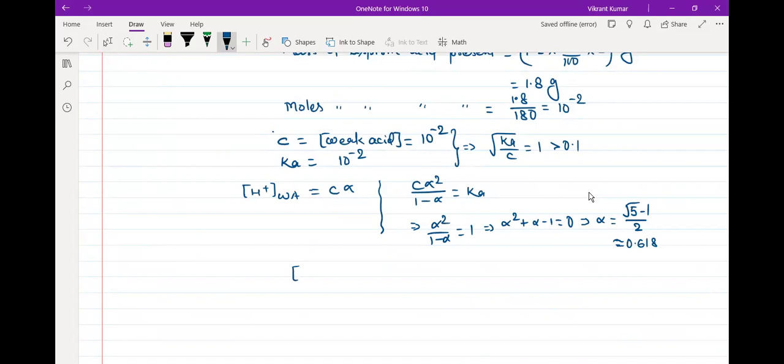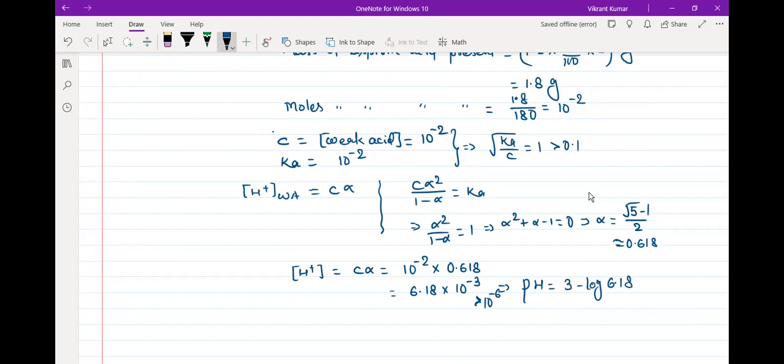Now if it is asking H plus कितना होगा, so we will be writing it is C alpha. C is 10 raised to minus 2 into 0.618, and again that becomes 6.18 into 10 raised to minus 3, and that's why pH, it is again 10 raised to minus 6 से ज़्यादा है ये. So directly we can calculate pH from here. So that will be 3 minus log 6.18.